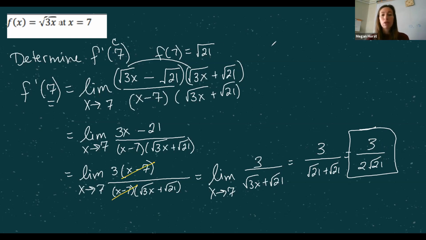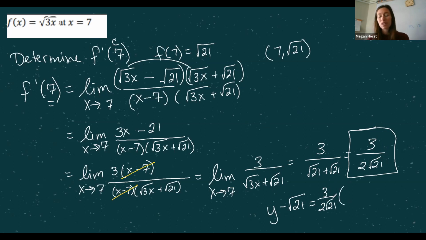If I were then asked to write the equation of the tangent line, I have my ordered pair for my original function. My original ordered pair would be 7, square root of 21. And I would say that my equation of the tangent line is y subtract the square root of 21 equal to 3 over 2 root 21. You can rationalize that, or you can just leave it like that. That's totally fine. Times x subtract 7. And that would be our equation of the tangent line.